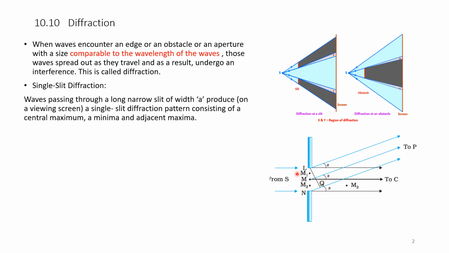Parallel light from S falls on the slit. This is L and M is a slit. The light traveling parallel will directly go and fall on the screen. Here the central maximum will be produced, but the diffracted light will be inclined at an angle theta and it will go to a point P as shown in the diagram.